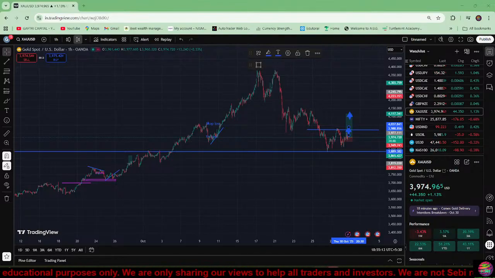And then let's say the next one opens where this one closed. So if this one closed at this point, then the next one will open here, and let's say it goes a little bit to the upside. Then this would be the highest point it reached.